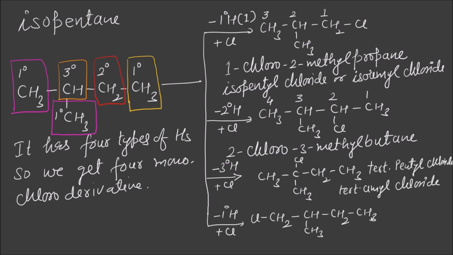So this one, numbering 1, 2, 3 and 4, it is 1-chloro, 2-methyl butane. I will write here 1-chloro, 2-methyl butane. So these are the 4 monochloro derivatives.